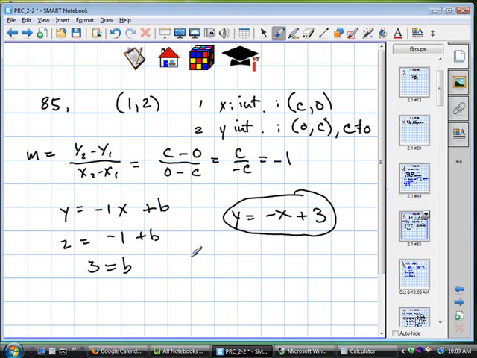I need a point. Now I need a complete point. These are kind of incomplete. This is a complete point with both numbers. I plug that in. 2 for y, 1 for x. And now I know b. And so I got it all now.